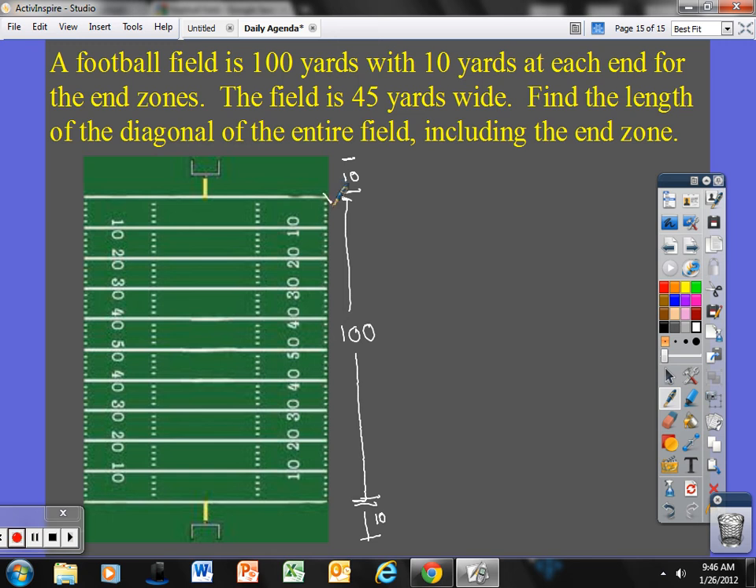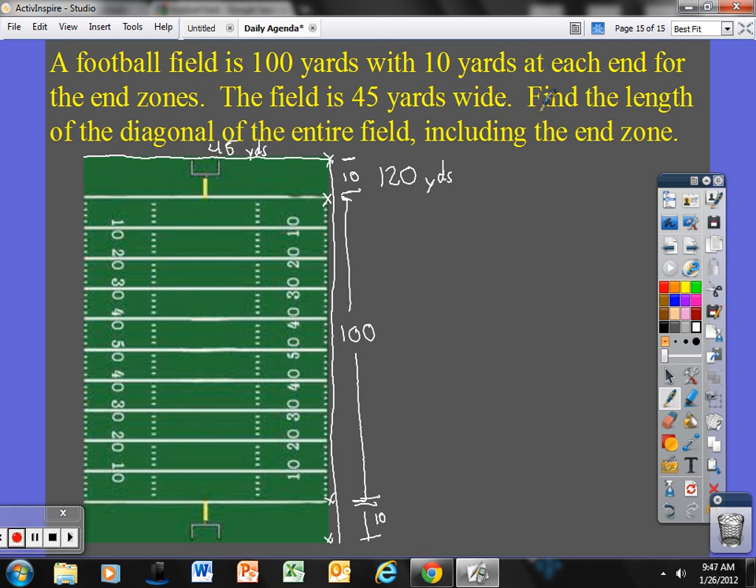Well, from here to here it's 100 yards. From here to here it's 10. 10 plus 100 is 110. Add that additional 10, and now I know the whole field is 120 yards long. It also told me the field is 45 yards wide. So I'm going to draw a little line here. This side of the field is 120 yards, and this width here is 45 yards.